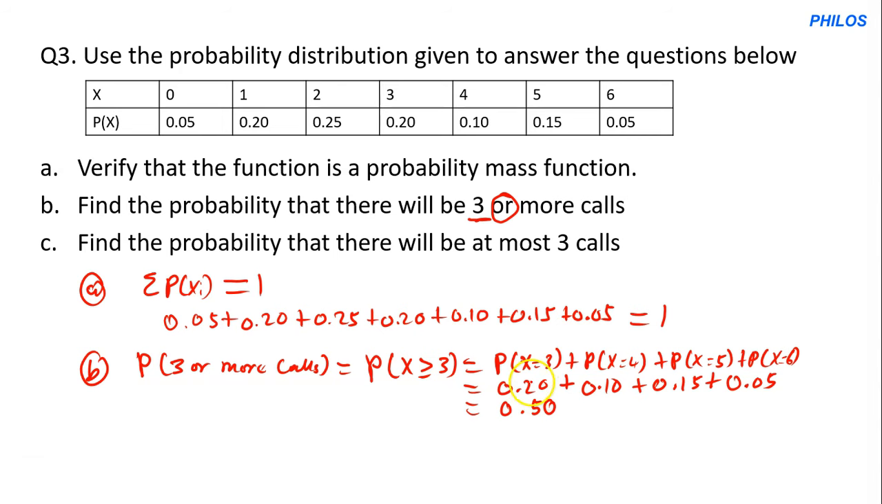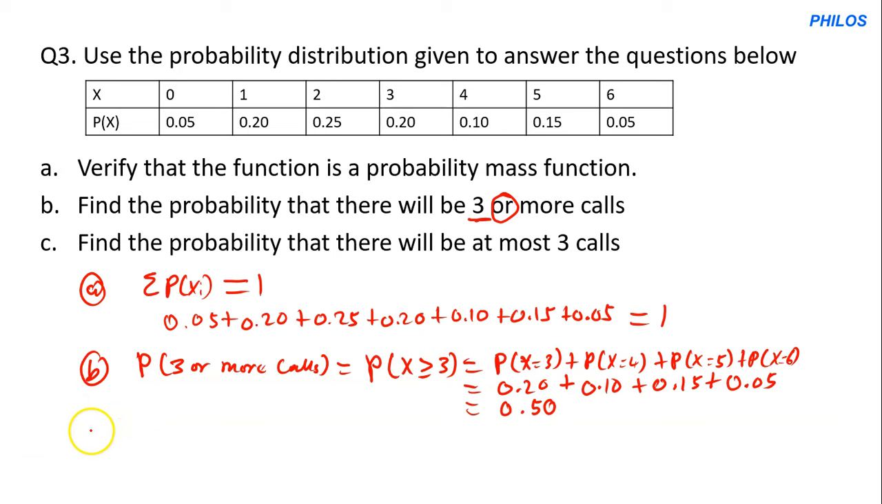Now, another way of getting this is, since you are finding 3 or more, you can find the probability that they will be less than 3 and subtract it from 1. So the probability that they will be less than 3 will be 0.25 plus 0.2 plus 0.05, which will give you 0.5. So you subtract it from 1. 1 minus 0.5 will give you the same 0.5 here. So that's another method of getting your answer.